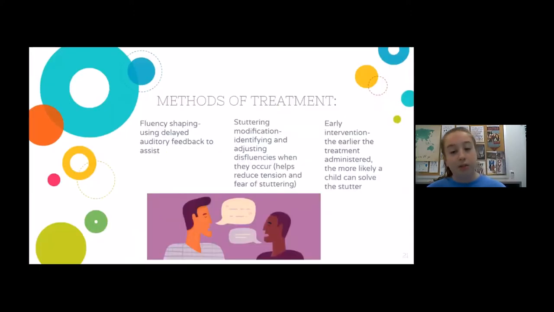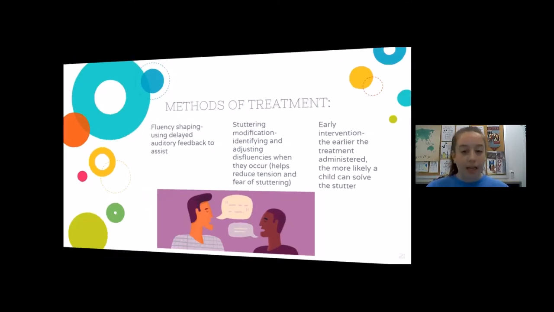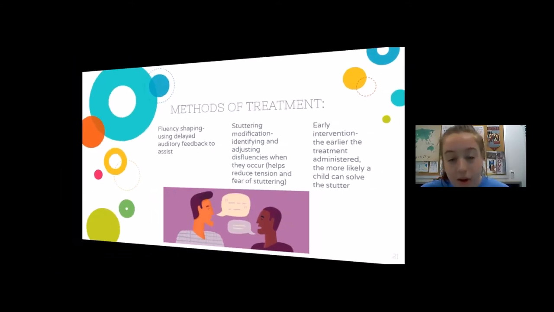Methods of treatment include fluency shaping, which is using delayed auditory feedback to assist, and stuttering modification, which is identifying and adjusting disfluencies when they occur. In this situation, it really helps reduce tension, fear, and embarrassment of stuttering for the person who suffers from the stutter. And early intervention is key. The earlier the treatment that a child receives, the more likely they can solve the stutter and not have to deal with it later in their adult life if they want to get a job or go to school. So yeah.